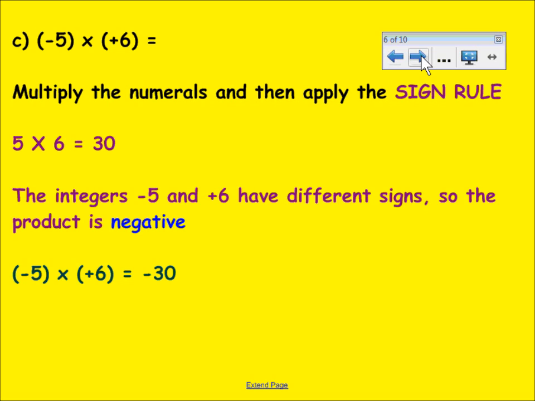We've got negative 5 times positive 6. Again, 5 times 6 equals 30. We've got a positive, we've got a negative. A positive and a negative equals a negative. So the answer is negative 30.